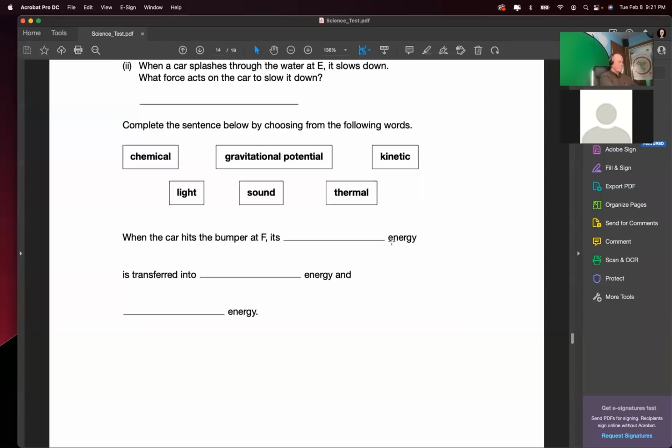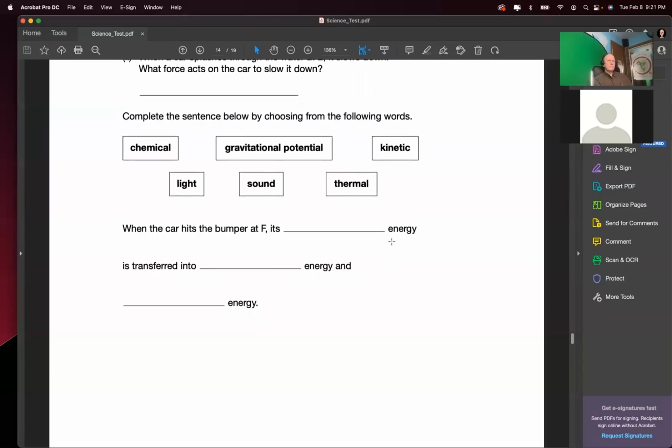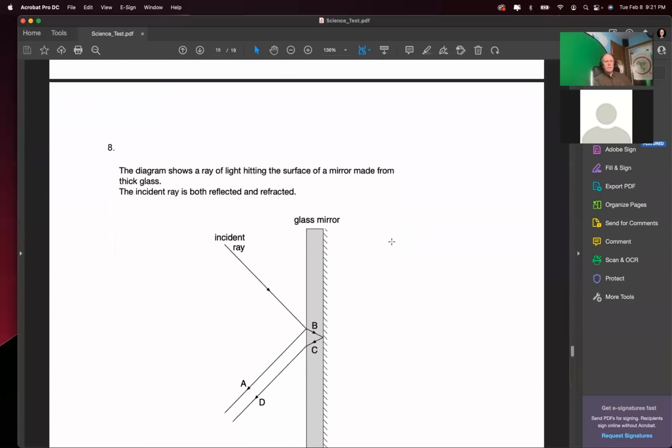I guess the sound would be the sound of the impact itself. Okay. And the thermal? I guess that would be energy of the impact dissipated in the bumper. I think it would actually heat up a little bit, and okay, you could say that.